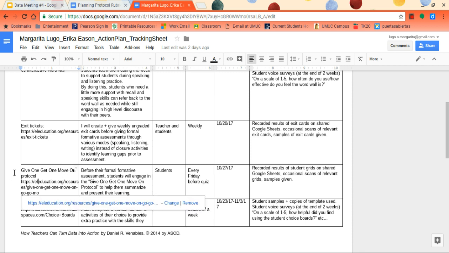Erica found a strategy called Give One, Get One, Move On protocol, where before their formal formative assessments, students can present their learning to their peers and organize it within a grid. We decided that this would be best done every Friday before their quiz, and it would just be another really good way to help them review beforehand.